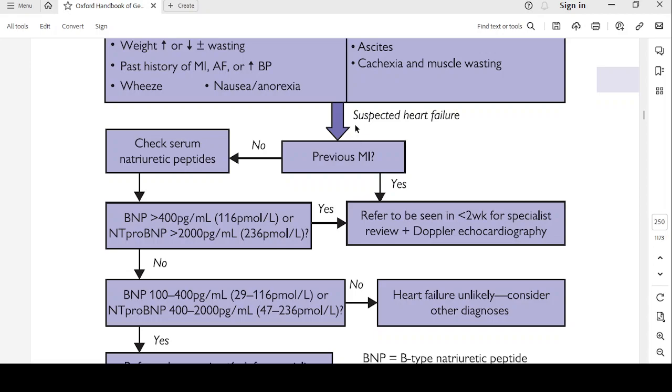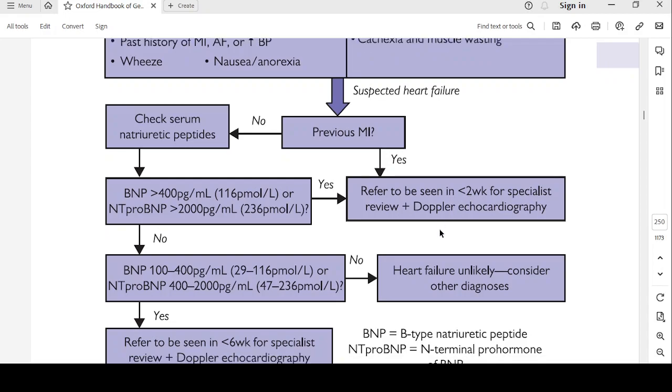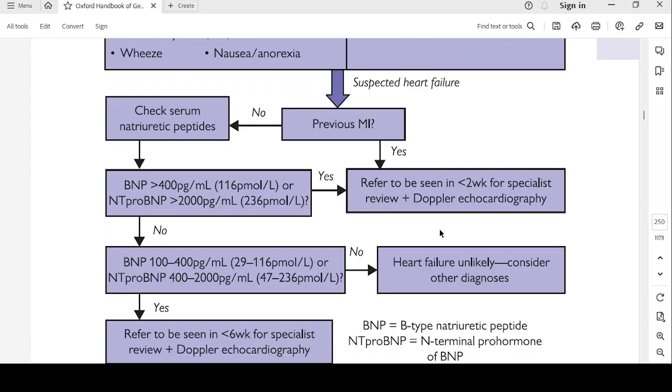If this patient is suspected of heart failure and had a previous MI, then you also refer to be seen in less than 2 weeks for specialist review plus Doppler echo. And then the specialist will do whatever needs to be done further.